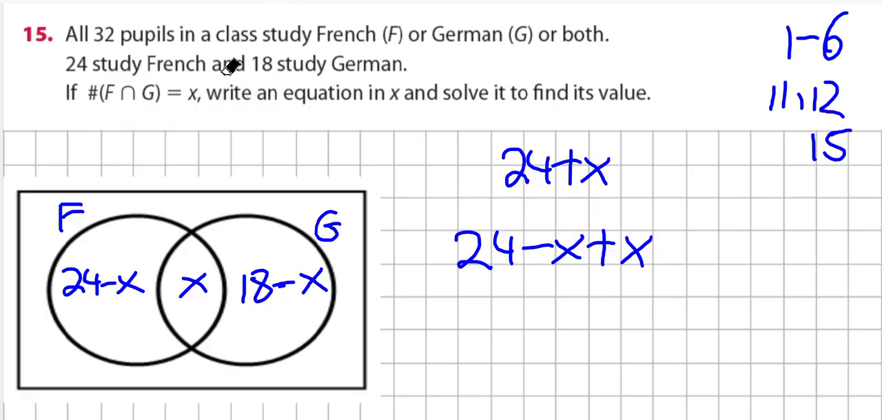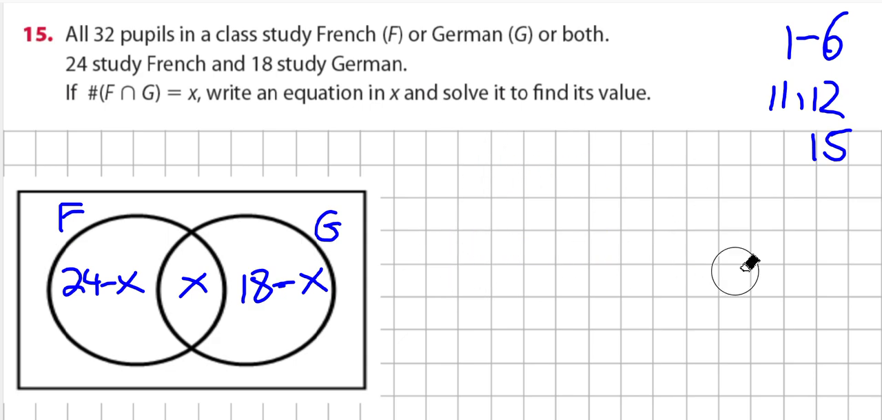Now, it doesn't say anything about people being on the outside, does it? They study French or German or both. There's no indication of none, is there? So technically speaking, you don't need the rectangle. There's no option for studying none of them. So what do we get now, guys?